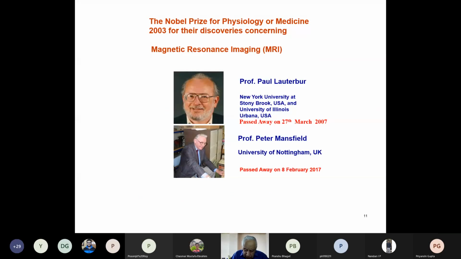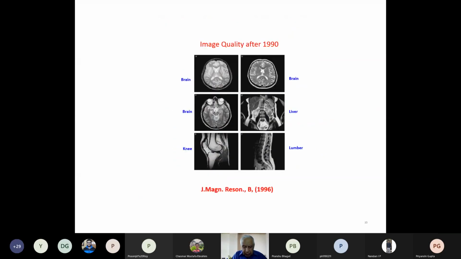So now the MRI is a household name, and it actually looks at the protein distribution, and it has T1, T2 dependence, gets T1 T2 contrast, and you can focus on any part of the body, like a knee here, lumbar here, liver, brain. Brain is a major application, and so on.